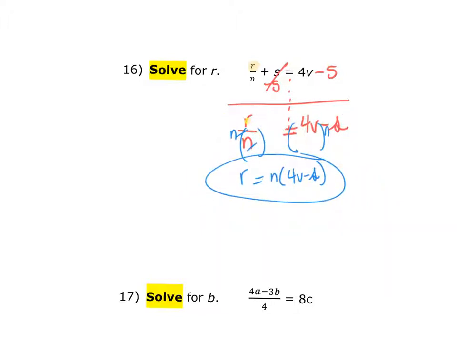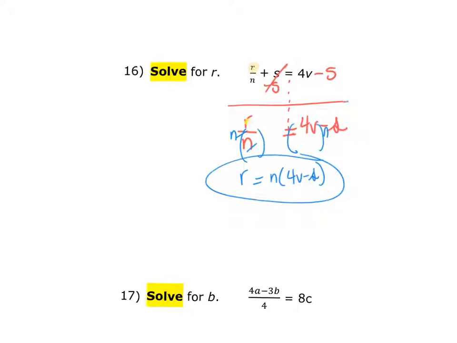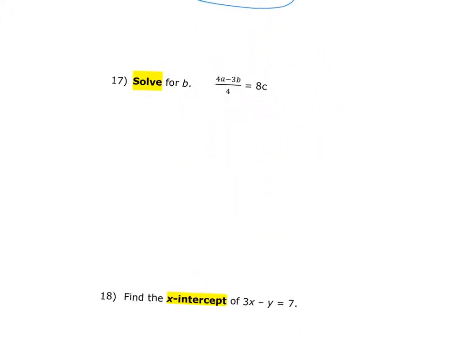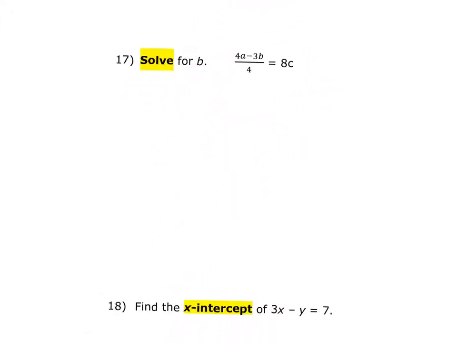Alrighty. Number 17. Number 17 is asking me similarly to solve now for b. So I am going to try to get b by itself. First, you're going to get rid of the divided by 4, and you're going to multiply by 4 to both sides. That leaves 4a minus 3b equal to 8 times 4, which is 32c.